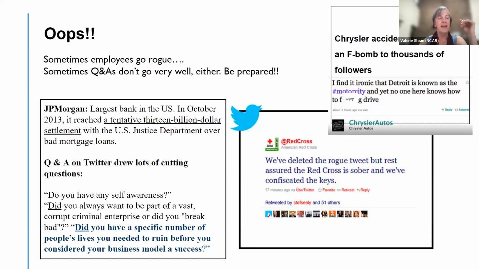Anyhow, they had a Q&A on Twitter. The guy that they got to talk was a super powerful person in the world of JP Morgan, but when he got on this Q&A, people were writing things like, "Do you have any self-awareness? Did you always want to be part of a vast corrupt criminal enterprise, or did you break bad? And did you have a specific number of people's lives you needed to ruin before you considered your business model a success?" So they had to shut it down pretty quickly, and they didn't pick it up again. They're like, yeah, that wasn't such a good idea.